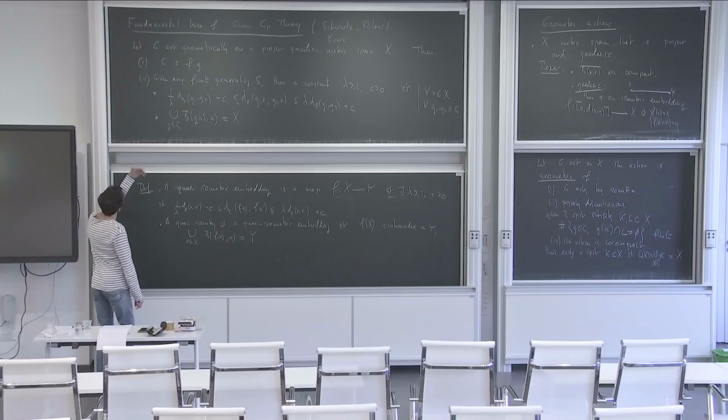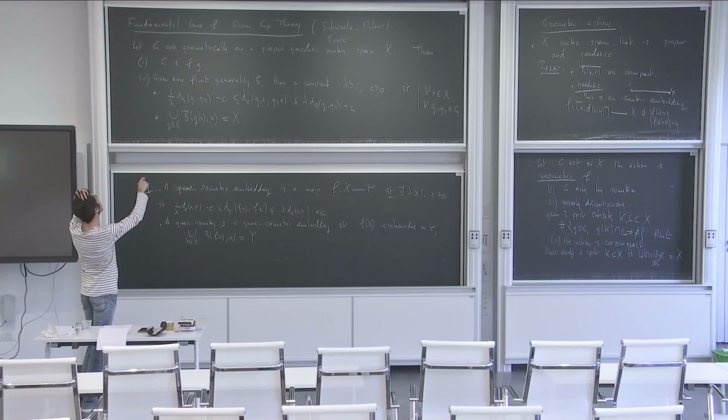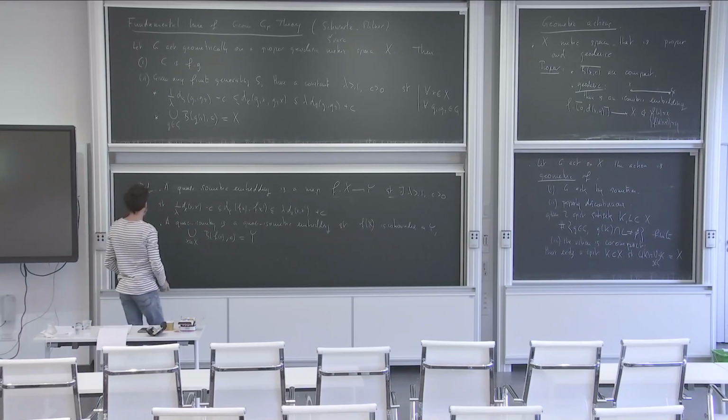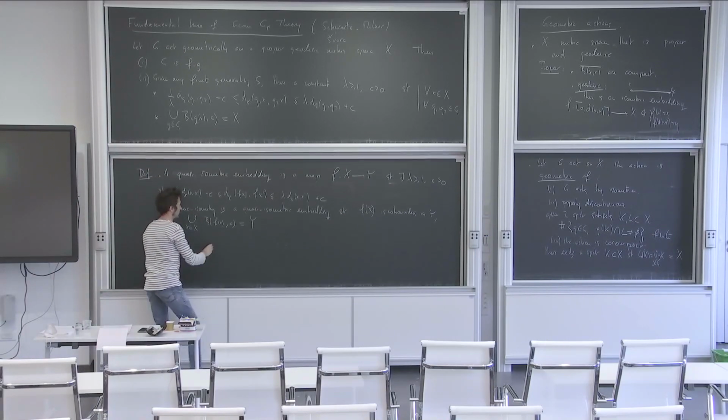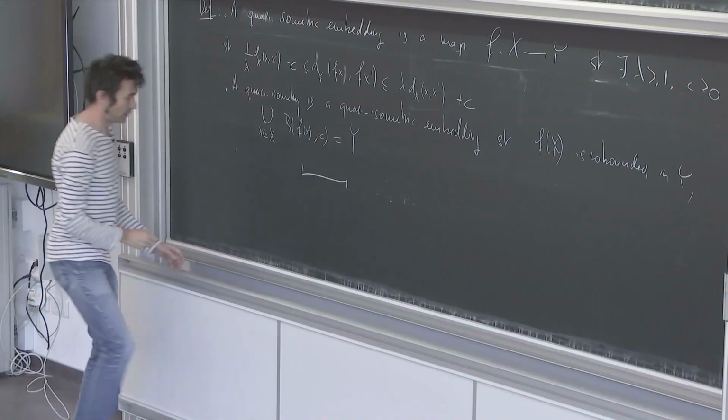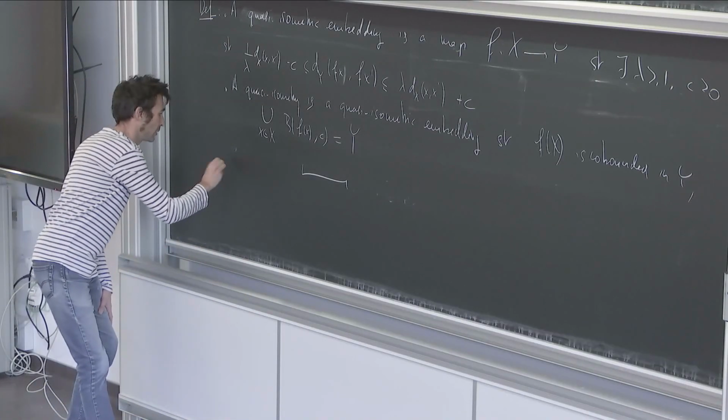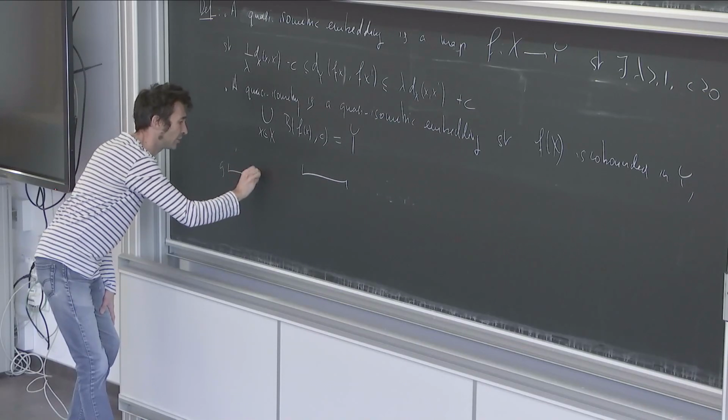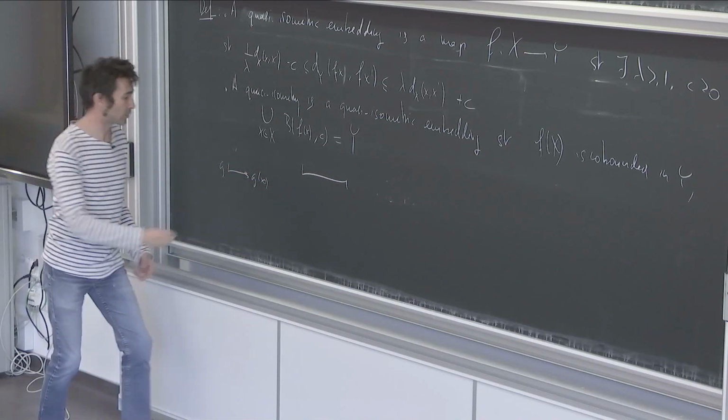And so what does the lemma say? It says that the orbit map, the image, G maps to G of X, is a quasi-isometry.